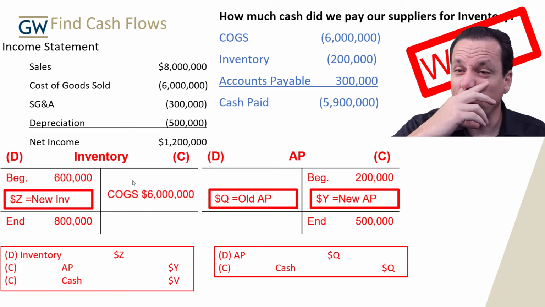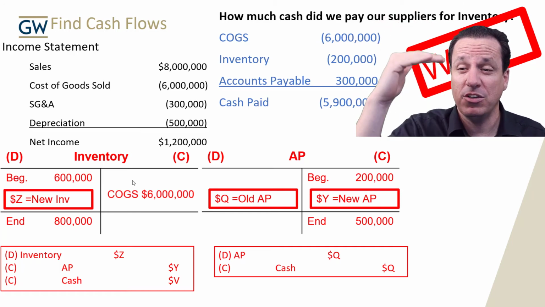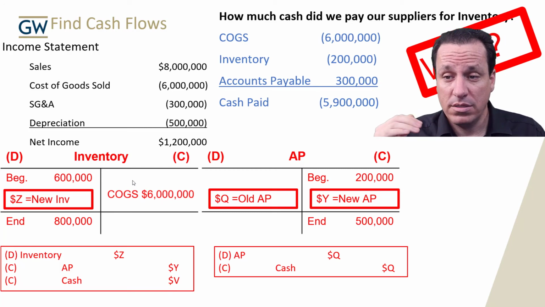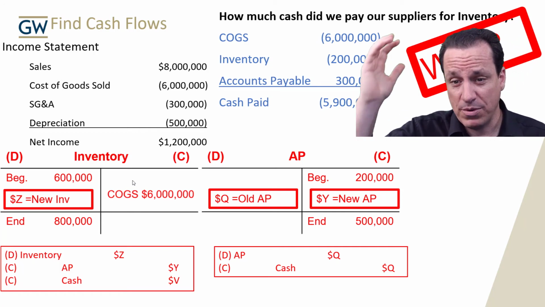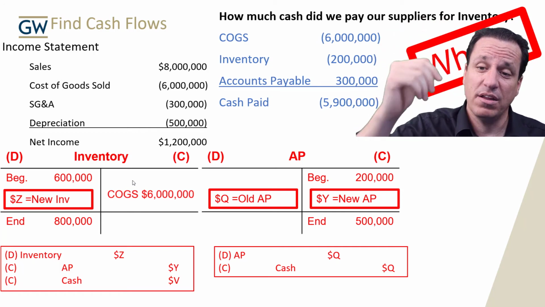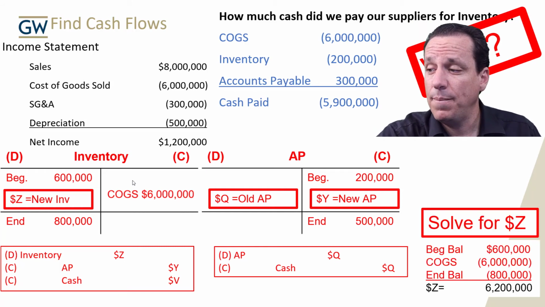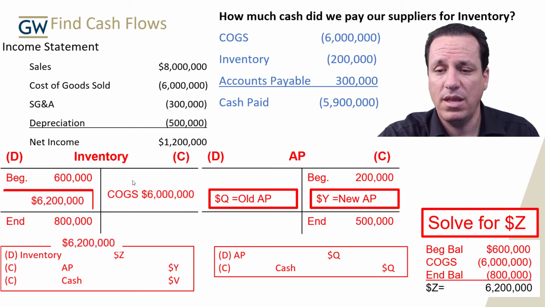So cost of goods sold reduces inventory. The cost of goods sold journal entry credits inventory by 6 million. So beginning inventory of 600,000, 6 million exits through cost of goods sold, represented on our income statement, and then our ending inventory is 800,000. Well, we can solve for Z now. Beginning balance 600,000 less 6 million less the ending balance gets us to 6.2 million. Well, that 6.2 million replaces that inventory number right there.